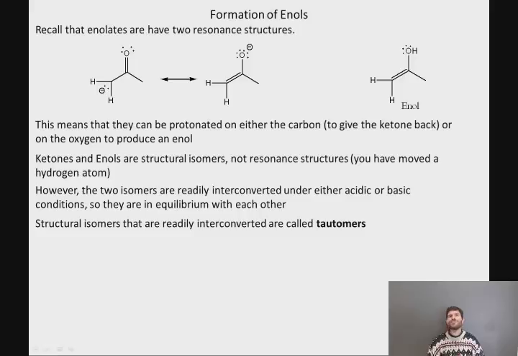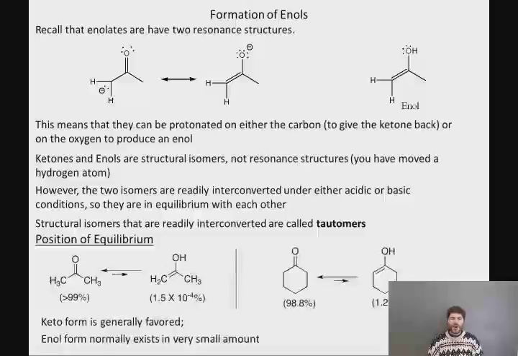I want to introduce one more term to you at this point. Structural isomers that are readily interconverted are called tautomers. So the enol form and the keto form are 2 different tautomers. If we're considering an equilibrium, we need to consider which of the two forms is going to be favored at equilibrium.